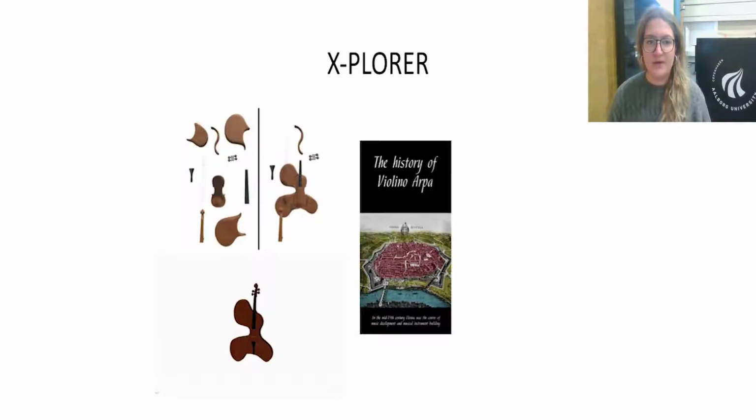The third scene consists of a 2D story made of 20th century engravings. There, the users can scroll and see color integrated to the black and white engravings while reading some key information about the history of the violino arpa.